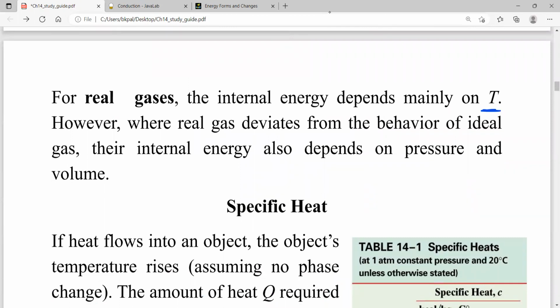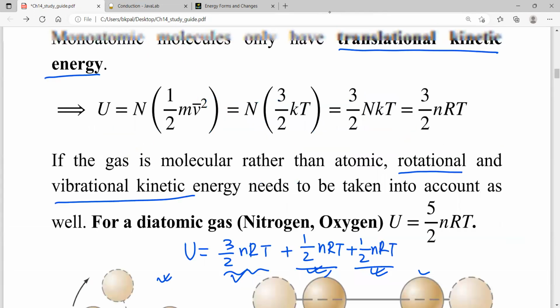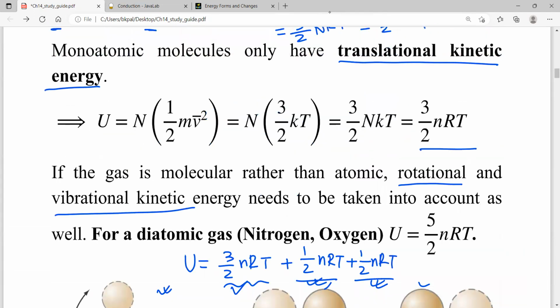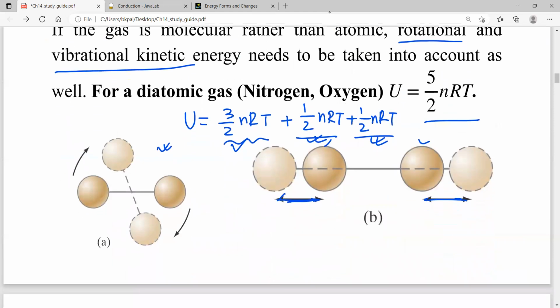It depends on T, unless it is at high pressure, and it is not close to the boiling point. So when they're close to the boiling point, the behavior does not depend only on T, it also depends on something else. I mean, the pressure and volume. So when it is not close to boiling point, and when the pressure is not too high, then for real gas, we can also use this equation, this for monoatomic gas and this for diatomic gas.